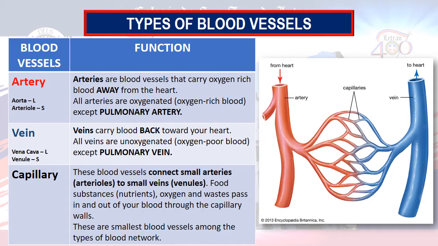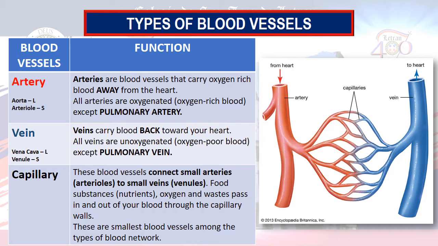There are three types of blood vessels. We have artery, we have vein, and capillary. Arteries carry oxygen-rich blood away from the heart and to where it needs to go. All arteries are oxygenated except the pulmonary artery.